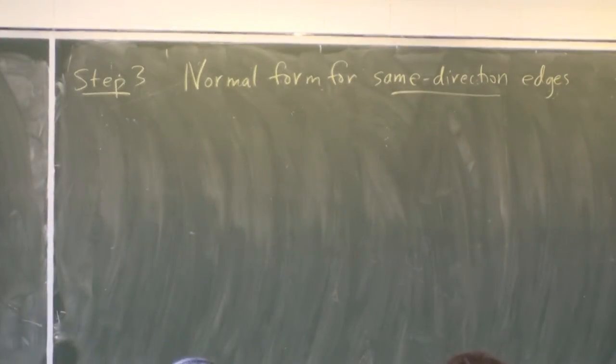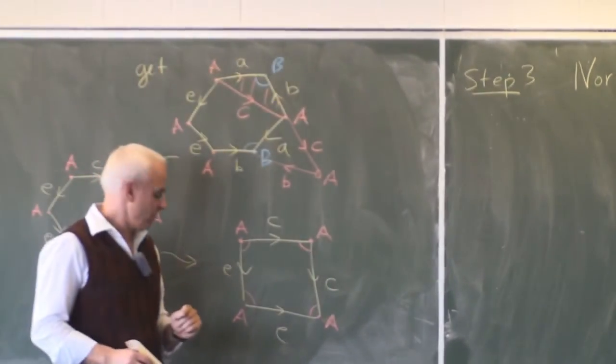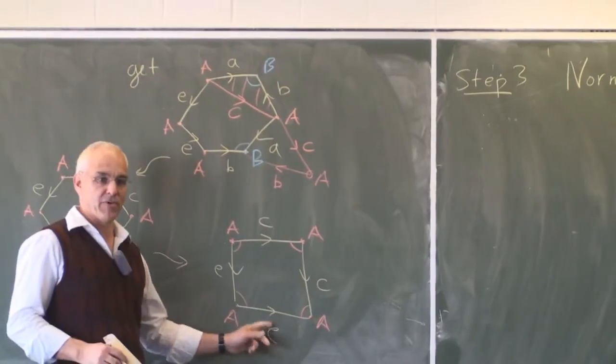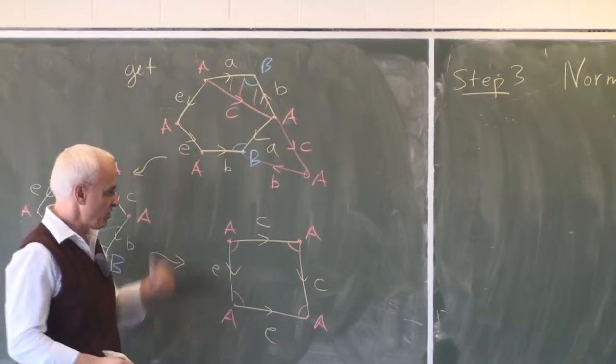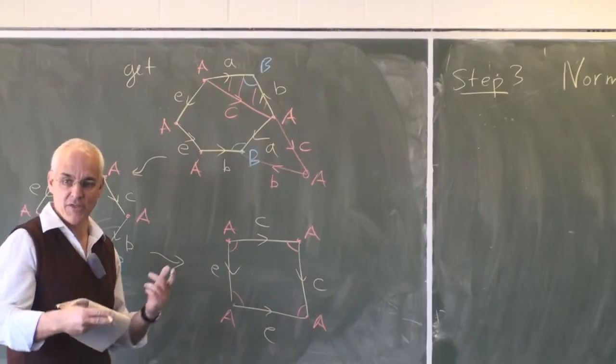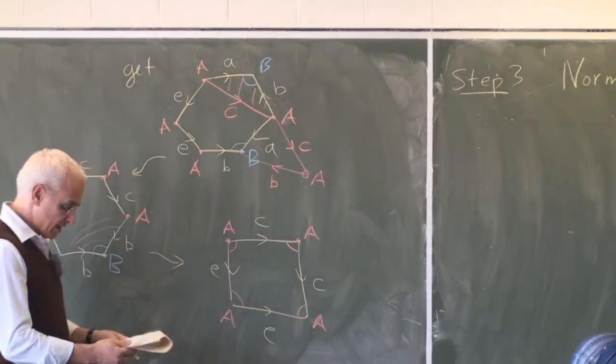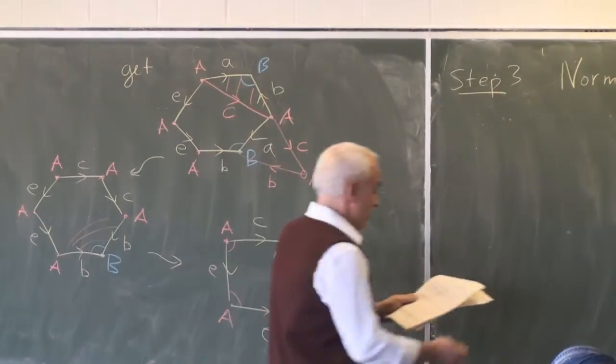What do I mean by same direction edges? Well, it just means that when we read through them, they're pointing in the same direction. So this C and this C, they're in the same direction. So we call these C a same direction edge. In fact, E are also same direction edges here. But in general, some of the edges will be sort of opposite each other, like A inverse, and the other ones will be same direction, like A. So let's just concentrate on same direction edges.